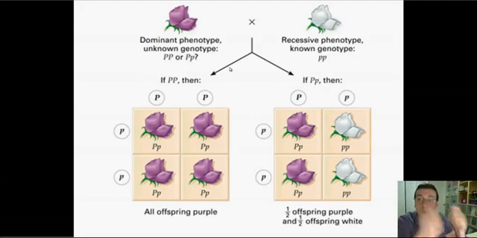So the other option is to cross one flower with another flower that you know to be recessive. And if you always get one look, that means that the flower was homozygous dominant. But if you have two looks showing up, it means that you had a heterozygous flower. And that's what a test cross is all about.